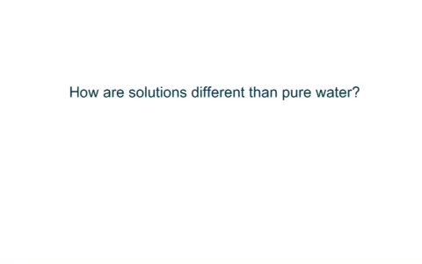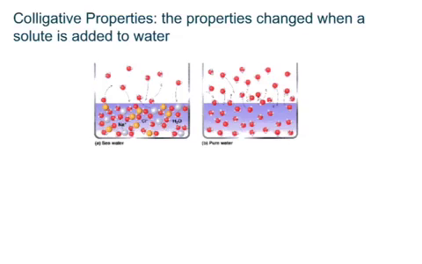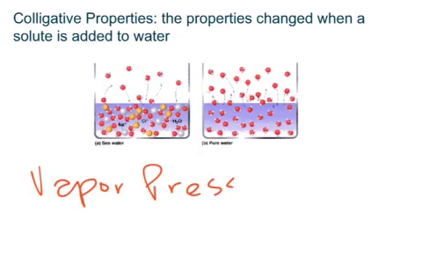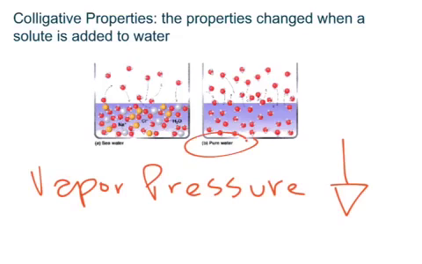Okay, how are solutions different than pure water? That's a good question. Colligative properties are properties that change when a solute is added to water. The first one that you have to know is vapor pressure, which is the amount of evaporation that happens on the surface of a liquid, and it decreases. So here's your pure water with lots of water vapor on the surface. As salt is added to the water, you can see less and less water vapor bouncing at the top. So as solute is added to water, it evaporates more and more slowly.